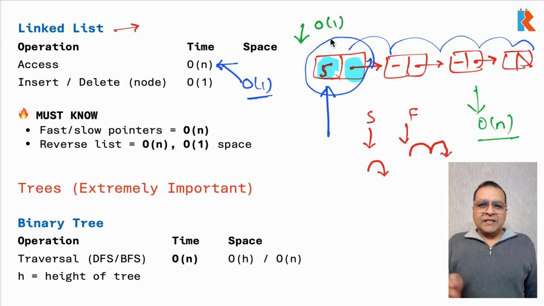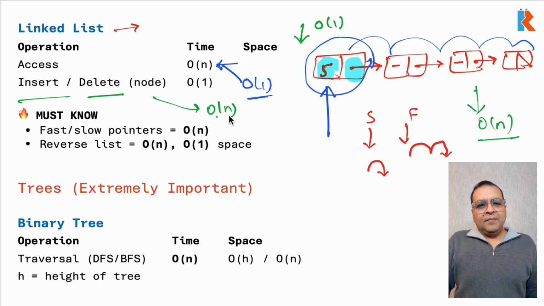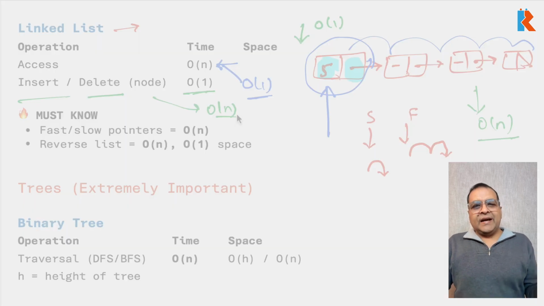The time taken to insert any element in between the list or at the end of the list will be big O of n. So insertion and deletion typically takes big O of n time if we are inserting in between or at the end of the list. But they will take constant time if you are inserting at the head of the list.